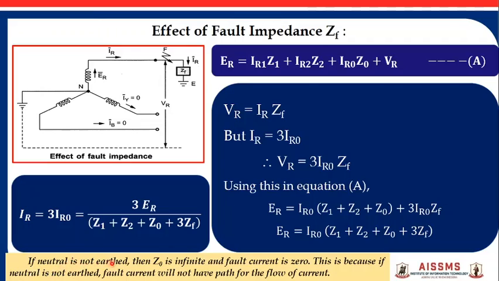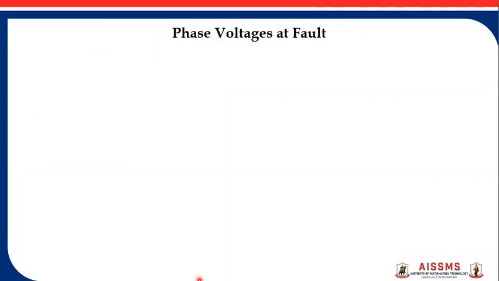If the neutral is not earthed, then Z0 will be infinite and the fault current is going to become 0, because if the neutral is not earthed, the fault current will not have a path for the flow of current.